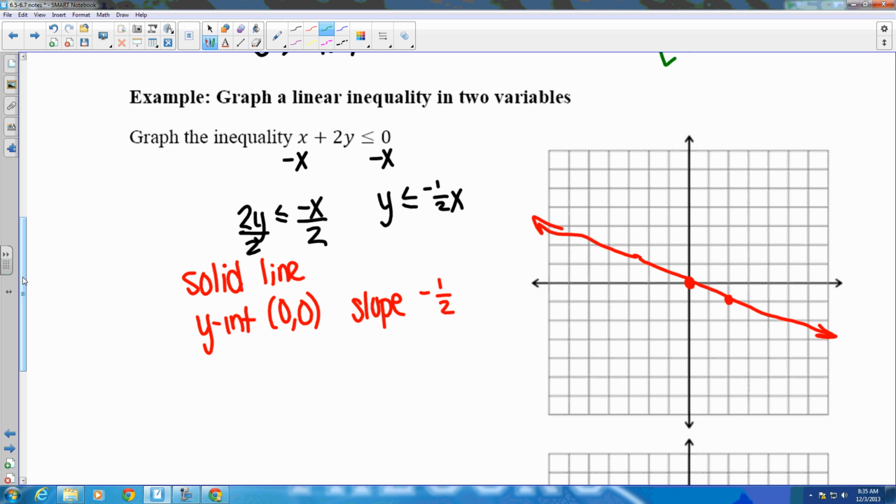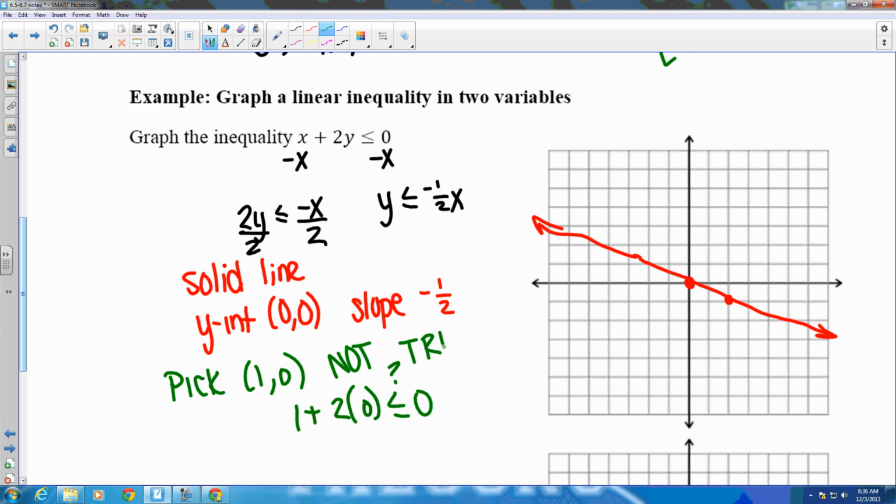Okay, so we can't use 0, 0 because that is on our line. So I think the next easiest point would be 1, 0. And then test it. I'm going to test it in the original. You can test it in the one we rearranged if you want to. 1 plus 2 times 0 less than or equal to 0. Already this is not true.